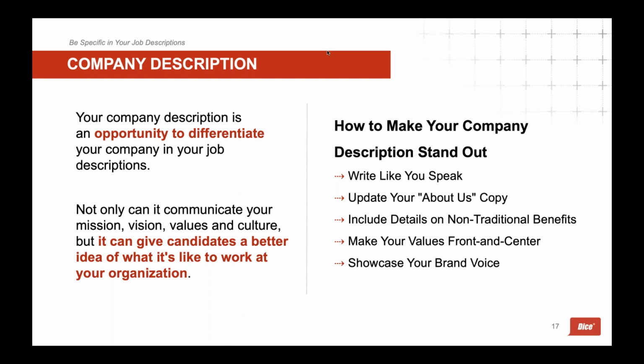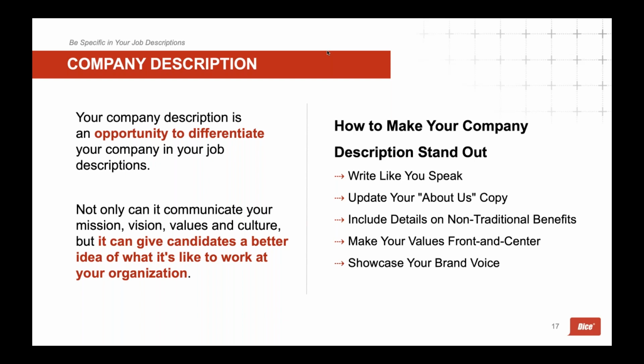Write like you speak. Use simple language instead of jargon, and think about it from the candidate's perspective. What do they need to know, and in what order do they want to know it? Upgrade your About Us copy. Instead of the company boilerplate, you can use your About Us copy to talk about what it's like to work at your organization and how your organization's mission impacts the broader world.